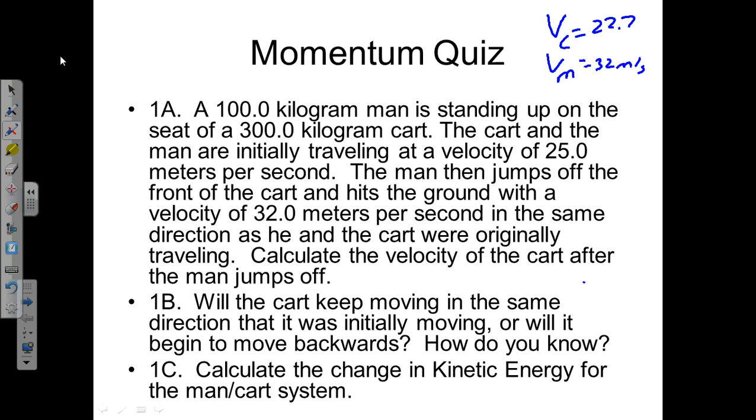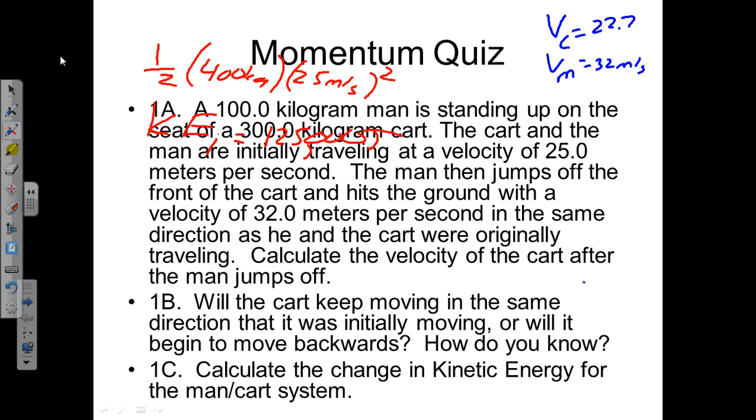So, let's calculate the kinetic energy at the beginning of the problem, before the guy jumped off. 1/2. The mass in the beginning, the man and the cart were together, so 400 times their velocity squared. They were going 25 meters per second. So let's go 25 squared times 400 times 1/2. We end up with a kinetic energy, we'll call this kinetic energy initial, 125,000 joules.